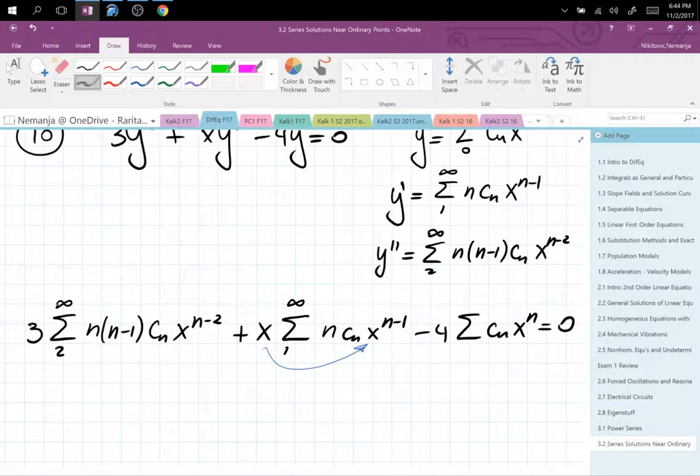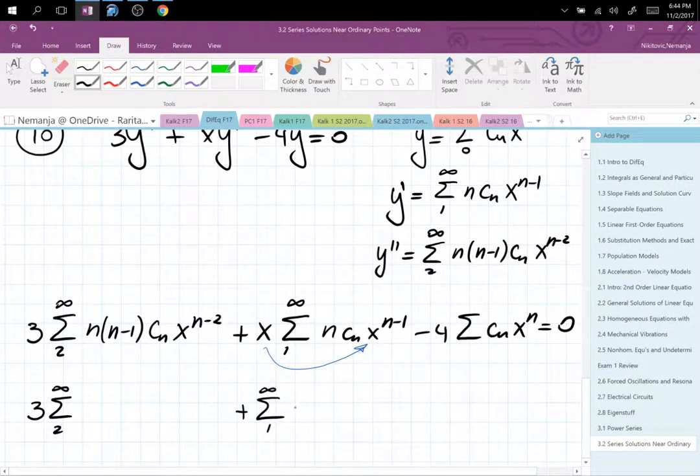So this is where the decision-making starts in these problems. Do you shift the counter? Do you leave it alone? Well, we do shift the counter for the first one. We leave the counter alone on the second one. But you have to make the decision where to shift it now. So you see, this 4 goes in, so it becomes 4 cn x to the n from 0 to infinity equal to 0.